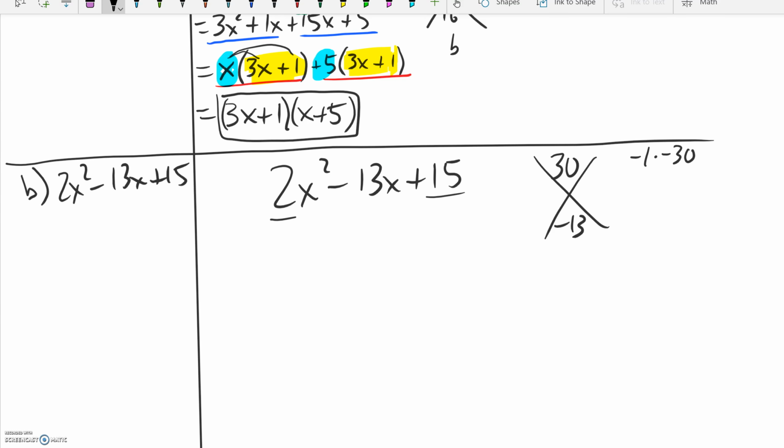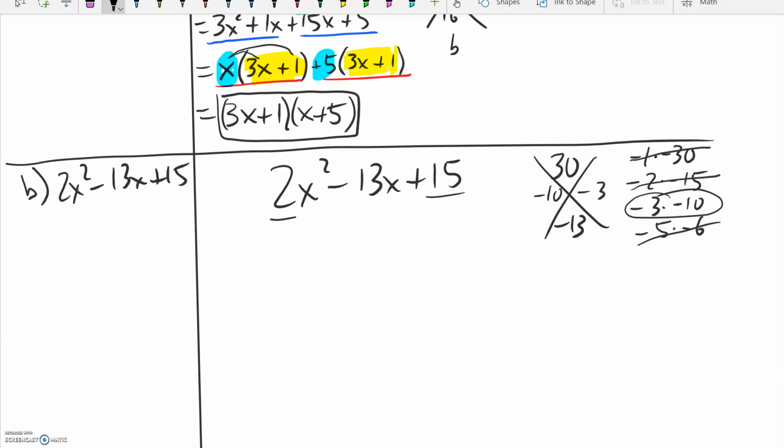So negative 1 times negative 30. I'm just making a little list here. These are all the factors of 30. And I'm keeping with the all negatives because it has to be all negatives. These guys add up to negative 31. These guys add up to negative 17. These guys are perfect. These guys don't work. So it'll be negative 3 and negative 10. And you get to choose where to put them.